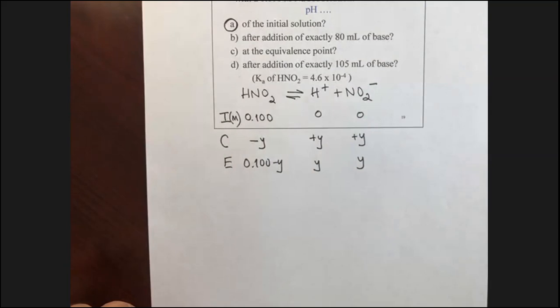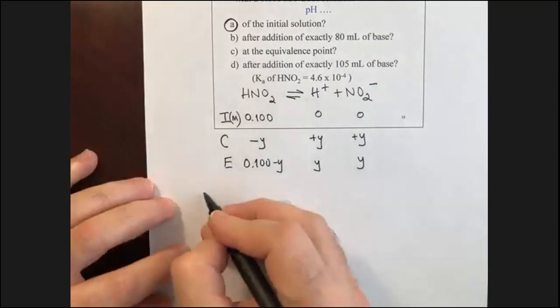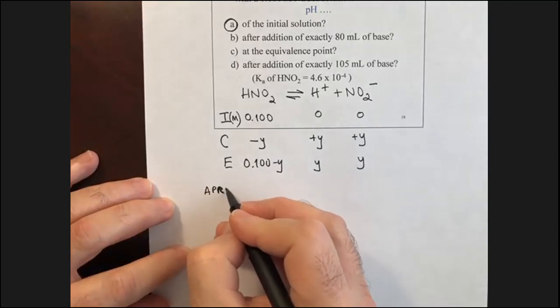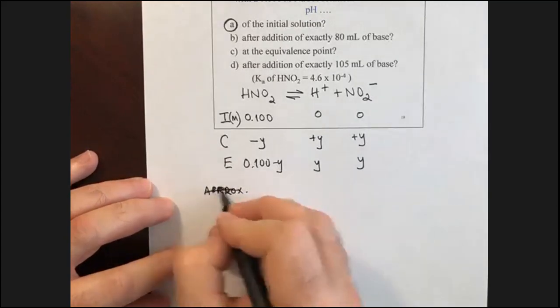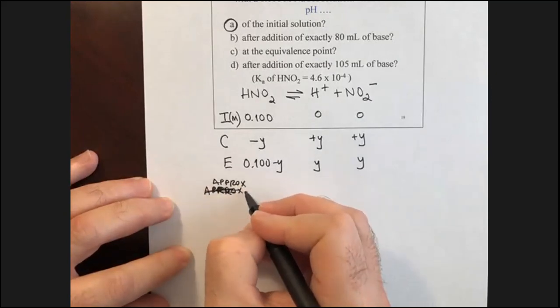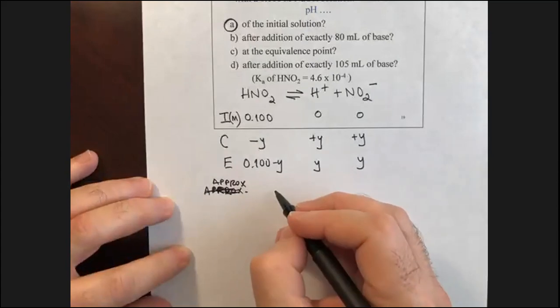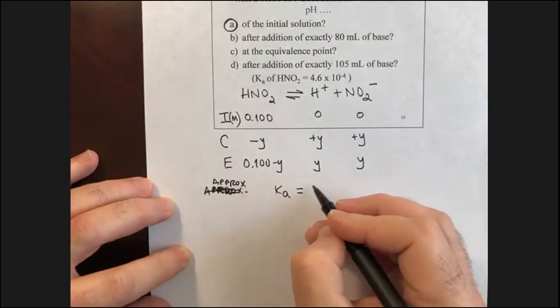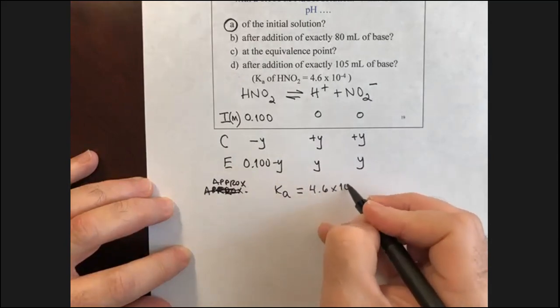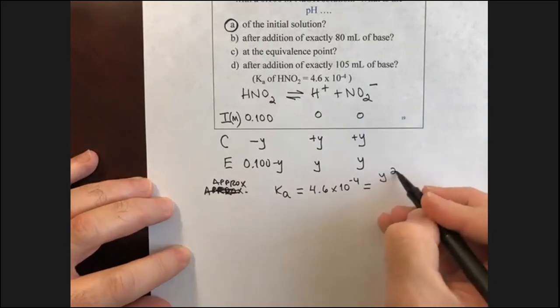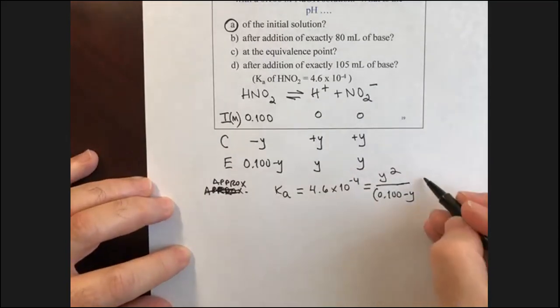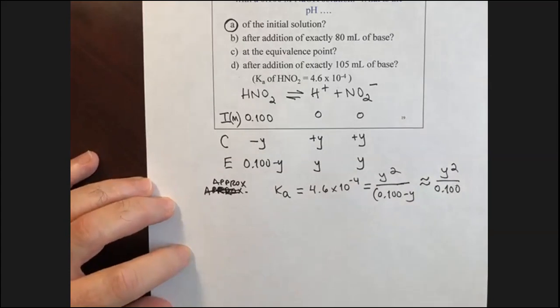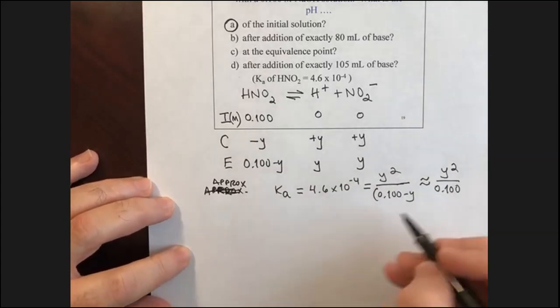Okay, so as usual, we do an approximation to start with, right? Sorry, guys. Approximation. So we would say that the Ka, which is, according to this, 4.6 times 10 to the negative 4, would be y squared over 0.100 minus y, just like we've done before. And we're going to say that this could be assumed to not show a significant change in the concentration of the unionized acid.